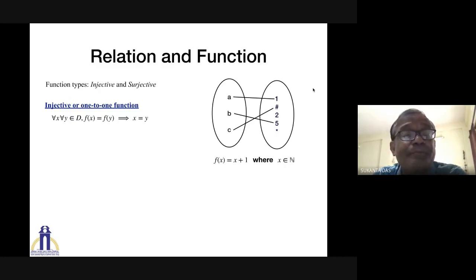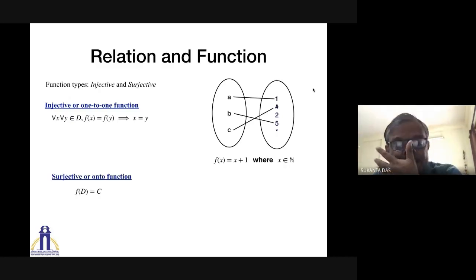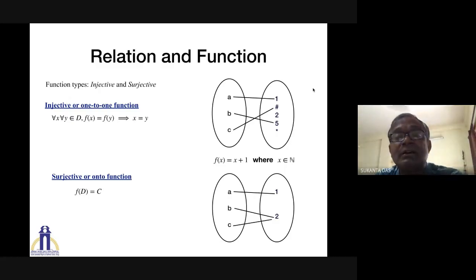So this is an injective function. Now the surjective function, also named the onto function. Again, the name onto is more appealing. So what does it mean? Range is equal to codomain. If the range and codomain, these two sets, are the same, then we call the function surjective. So we have defined it in this fashion.